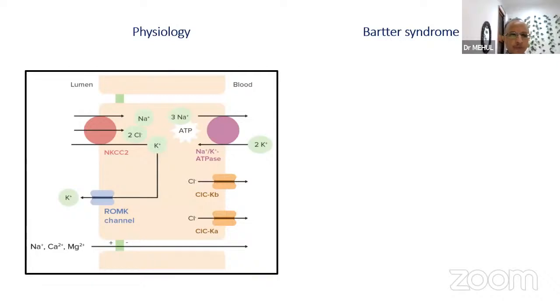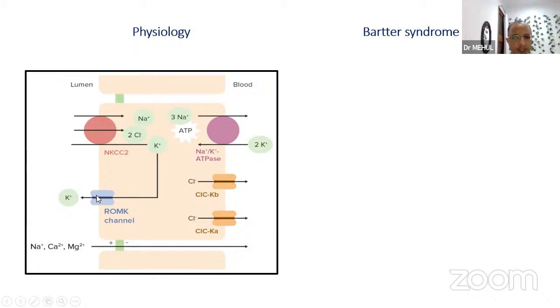So let's just move on to the physiology at the level of thick ascending limb of loop of Henle. We have the luminal membrane on the left side and the basolateral membrane on the right side. We know that the sodium potassium 2-chloride co-transporter, which is an electroneutral transporter taking sodium, potassium, and 2-chloride ions into the cell, is responsible for about 25 to 30% of sodium chloride reabsorption in the nephron tubular segment.